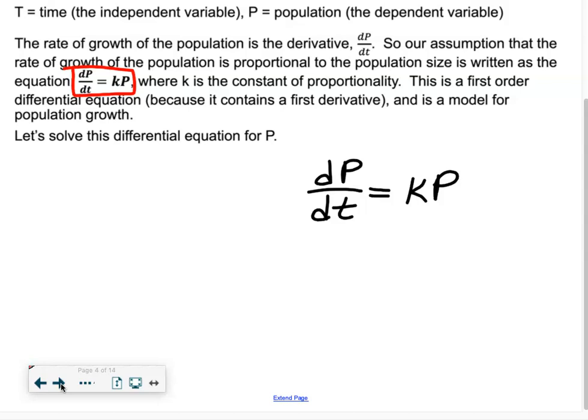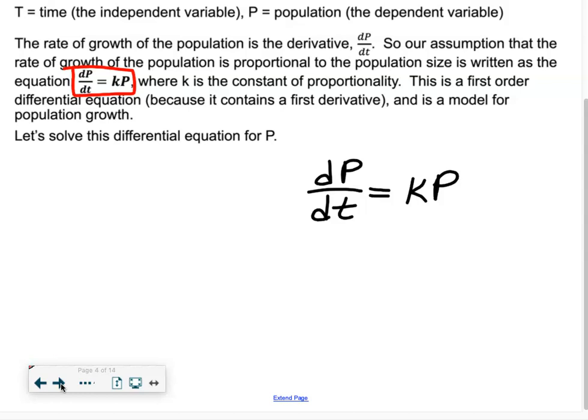Now, if you look at this, there's a lot of letters here, right? There's no numbers at all. It's just all letters. But there are only two variables. What are the two variables? P and T. Because D is your differential operator, and K is a constant, right? Not a variable. It represents a constant. So your only variables in this whole equation are P and T.